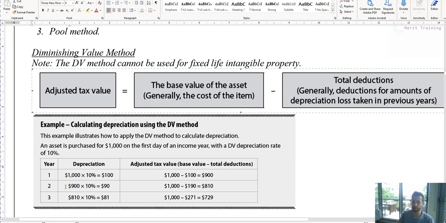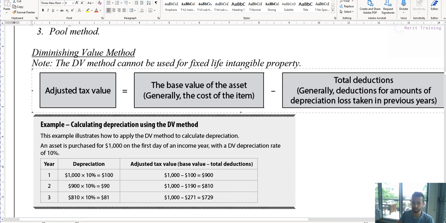Next year, the depreciation is going to be the opening adjusted tax value, which was $900 in the previous year, times 10% equals $90. And then now we want to calculate the adjusted tax value, which is our written down value or opening balance for next year. So you take the $900, you minus the $90, you get $810. They've written it a slightly different way, but it's the same thing. All they've done is the original cost less depreciation for the entire life to date. It's the same thing as just going 900 minus 90 equals 810.